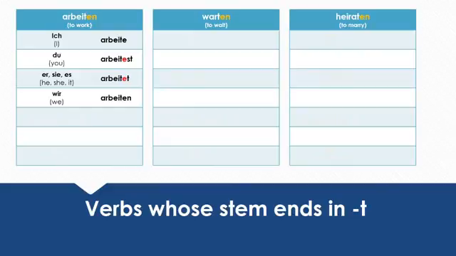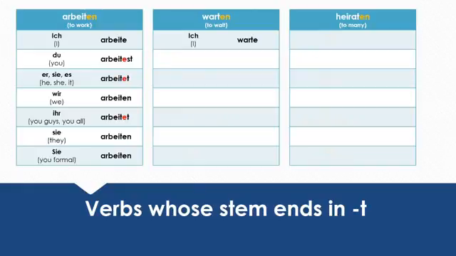Wir arbeiten. No difference, we just add an en. So it's just like the infinitive. Ihr arbeitet. We can spot a difference here. It's et. We don't just add a t like for the other regular verbs, we add an et so that we can pronounce it. Arbeitet. Sie arbeiten. Looks like the infinitive. And the formal Sie, Sie arbeiten. Let's take a look at the next verb.